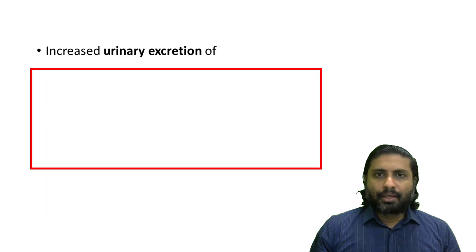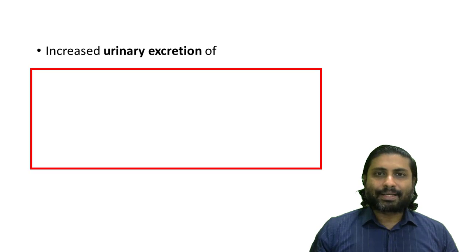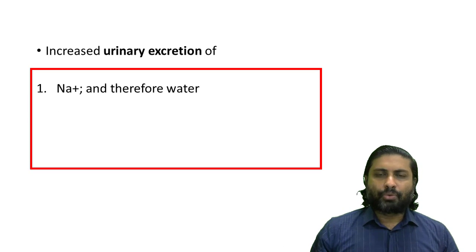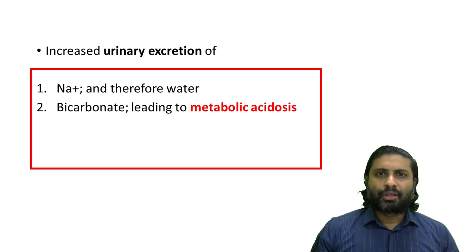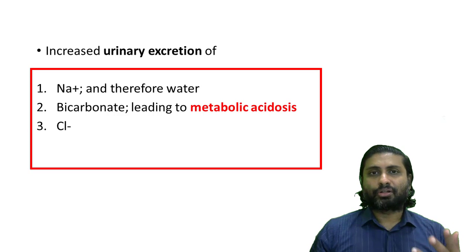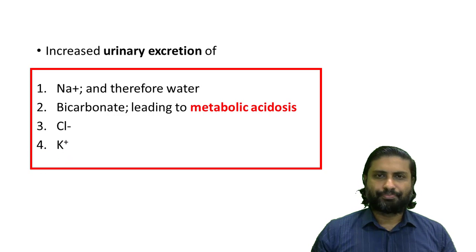Therefore, the administration of a carbonic anhydrase inhibitor would increase the urinary excretion of sodium and therefore water. It would increase the urinary excretion of bicarbonate and therefore result in metabolic acidosis. It would also increase the urinary excretion of chloride. Now, since this is not a potassium-sparing diuretic, it will also increase the urinary excretion of potassium.